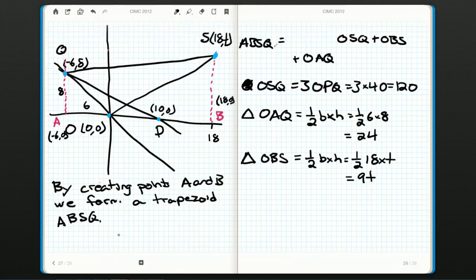Okay. So now we have to try and remember what the formula is for the area of a trapezoid. To figure out the area of a trapezoid, you have to know which lines of the trapezoid are parallel. So BS and AQ are parallel to each other. Okay, so.